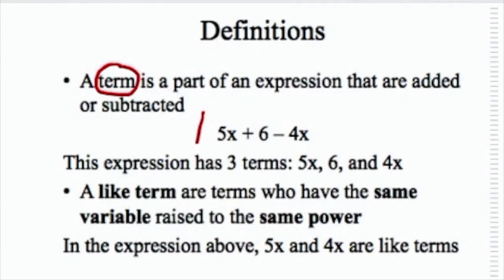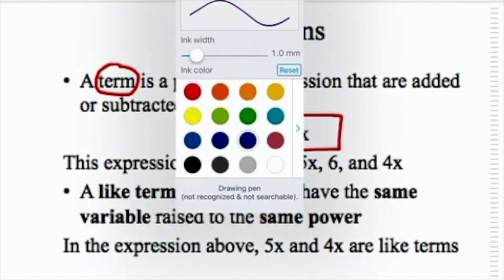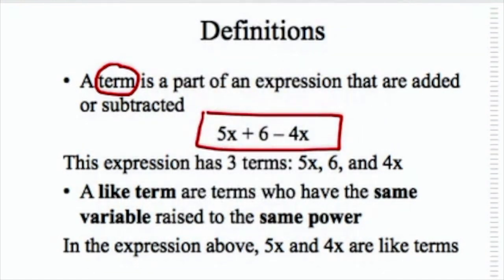In this example right here, this is actually 3 terms, and I'll explain why it's 3. An expression is a bunch of numbers and letters with no equal sign. Whenever you have a bunch of numbers and letters with no equal sign, the plus or minus sign splits up the terms. Not multiplication, not division, but a plus or minus sign. So whenever you see a plus or minus sign, that's actually separating the terms.